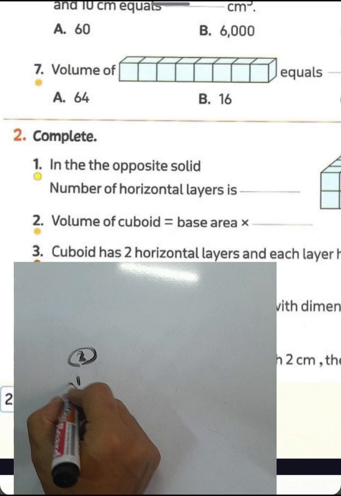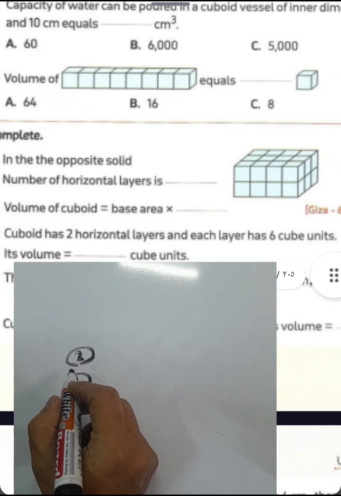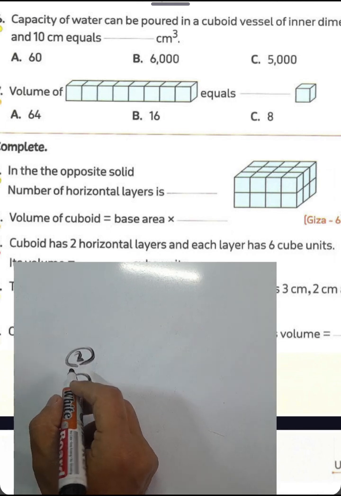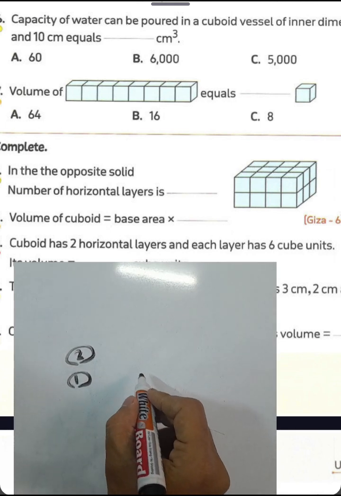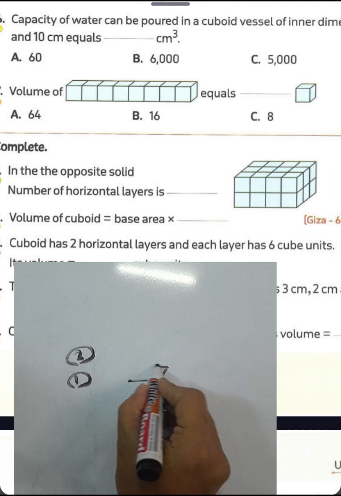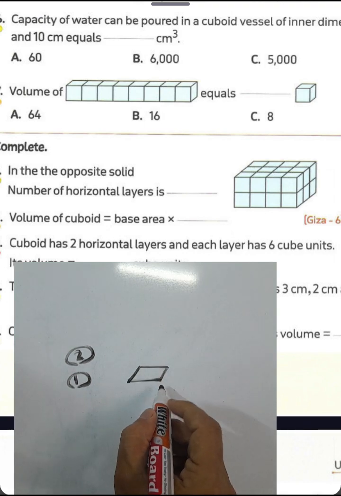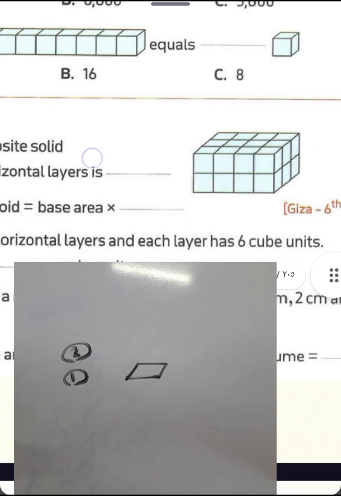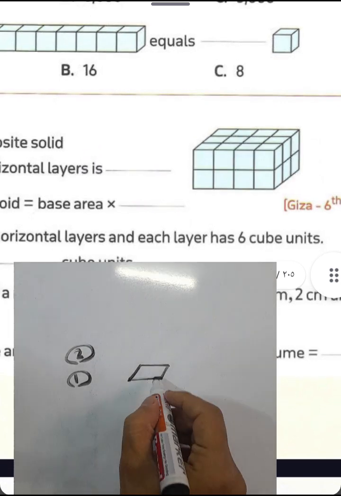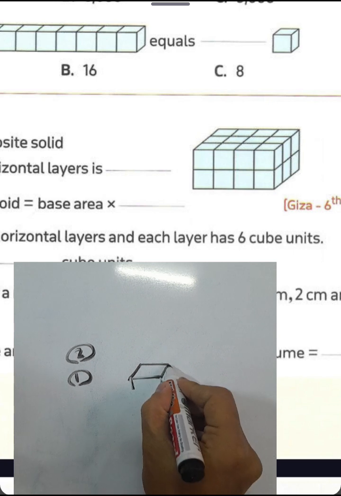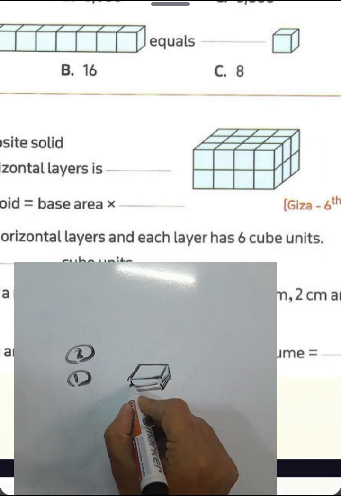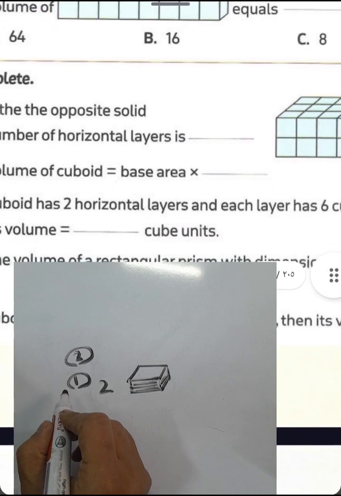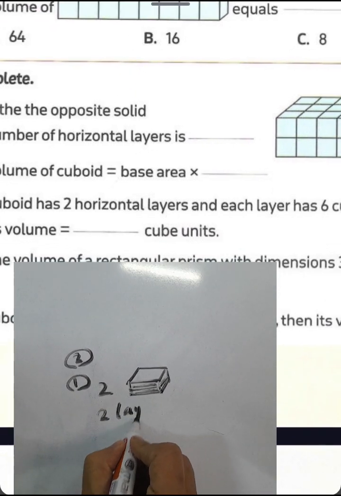Complete. Number 1. In the opposite solid, the number of horizontal layers here. How many layers do we have? We have 2 layers, 1 and 2. We call it 2 horizontal layers. We should write 2 here. Then the result will be 2 layers.